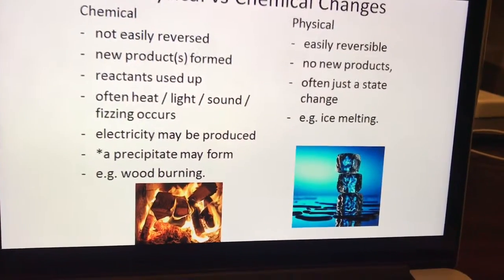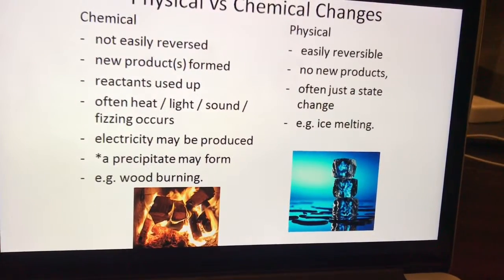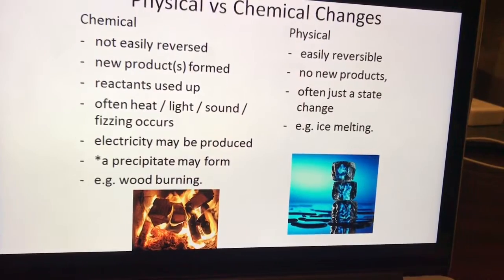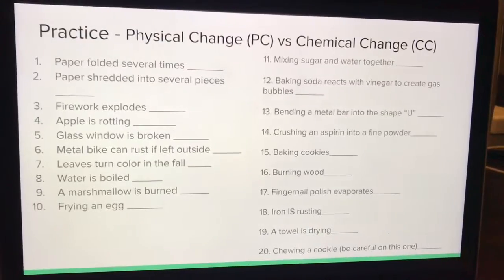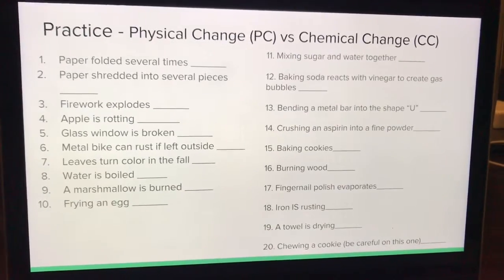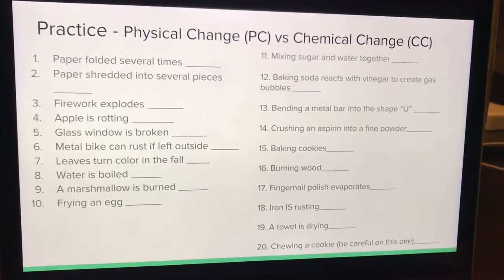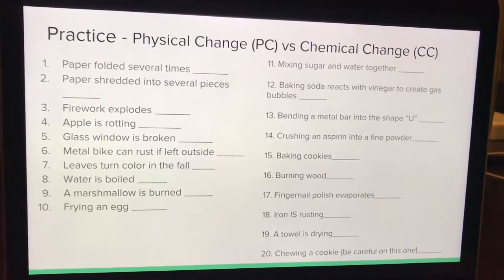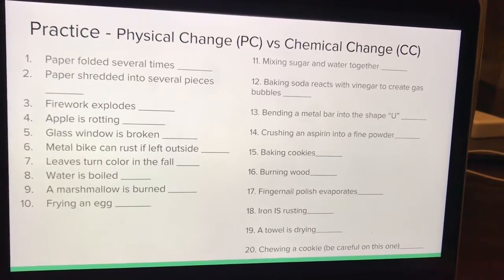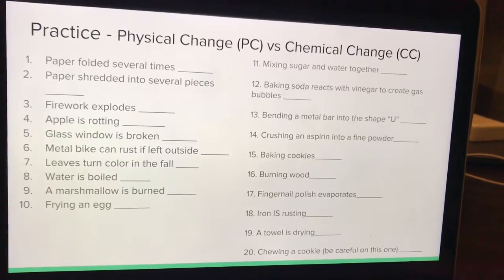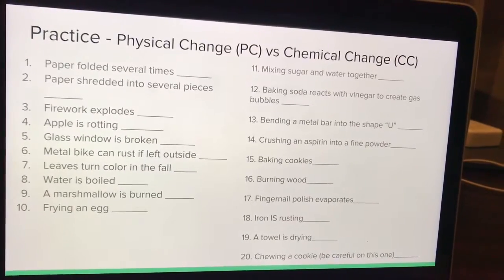A physical change is easily reversible. There are no new products. Often it's just a change in state of matter. So a great example is ice melting. So some practice with this. If I fold paper a bunch of times, that is a physical change, right? Still paper, doesn't matter. Fireworks exploding, on the other hand, is a chemical change, something totally different.